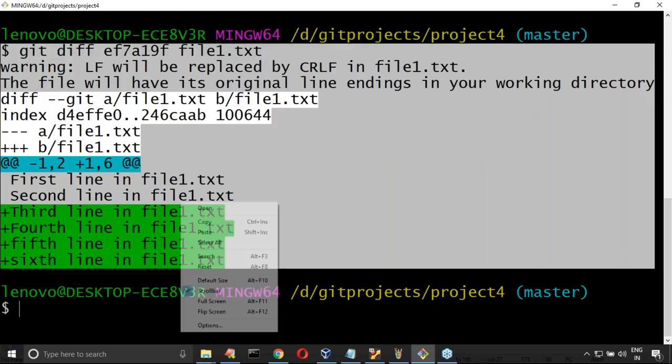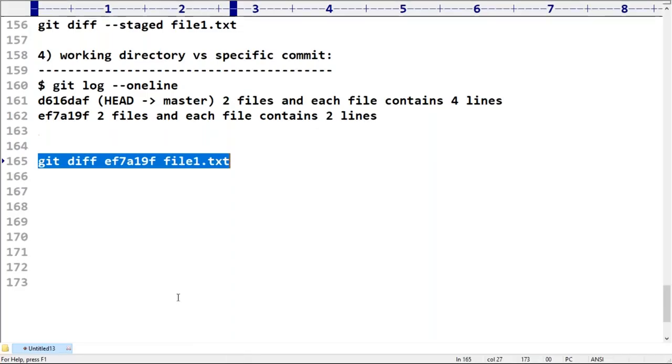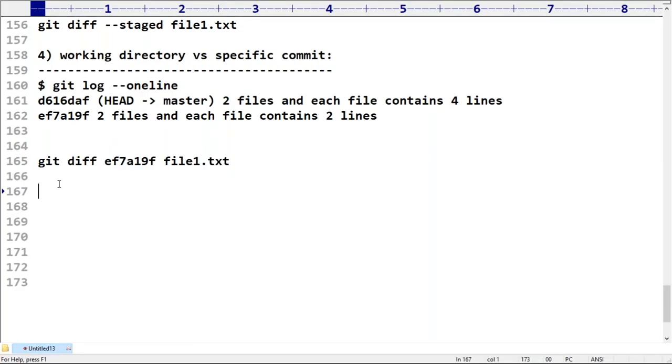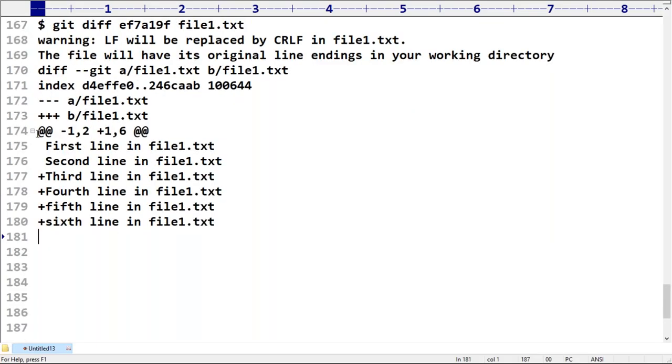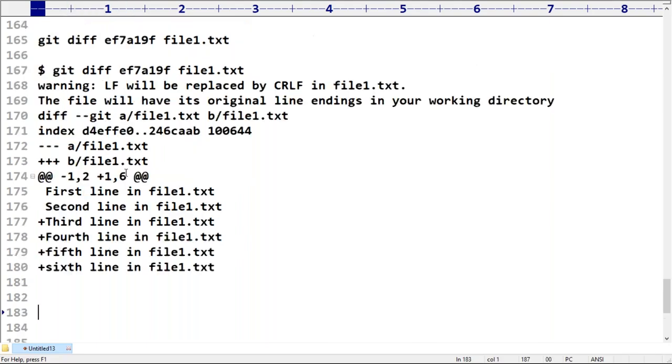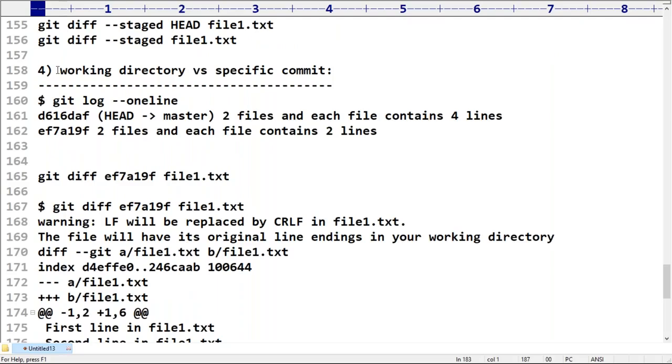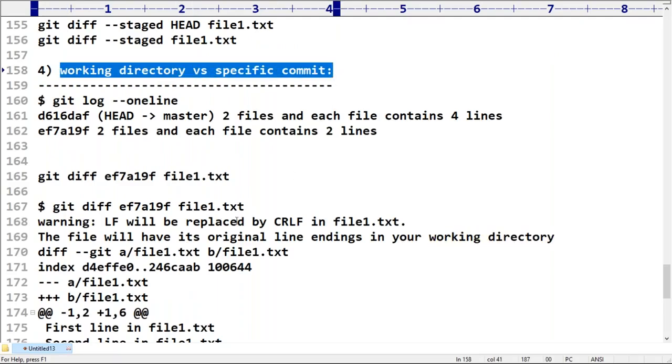Any doubt about this one? If you just execute this command and observe the difference, you can get much more clarity. Have you observed, right? Now I hope it is more clear. Okay, now we have covered working directory versus specific commit.